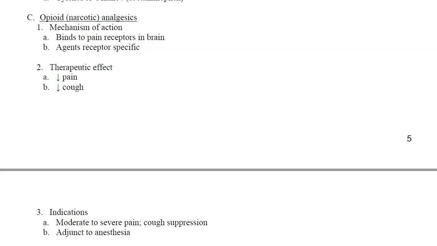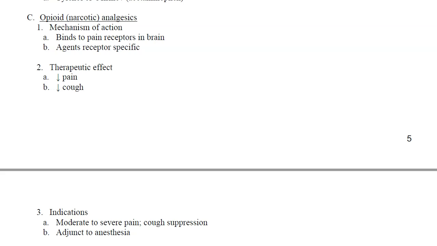Opioid analgesics, or narcotic analgesics. The mechanism of action of opioid analgesics is by binding to opioid pain receptors in the brain, then causing an analgesic response, or pain relief. And the agents are receptor specific, depending on which agent we're talking about.